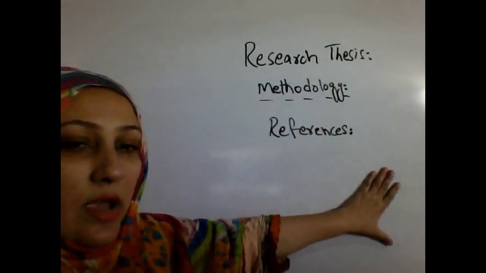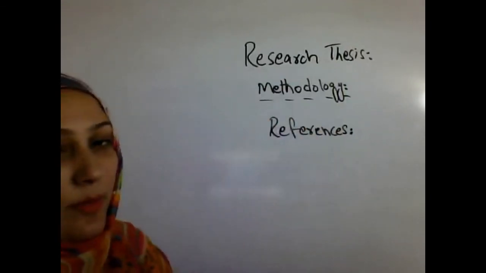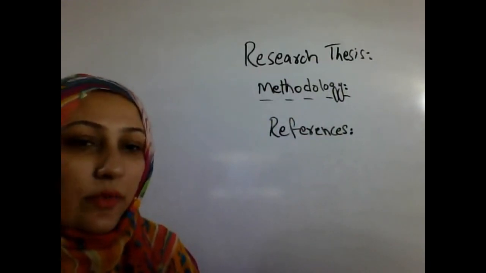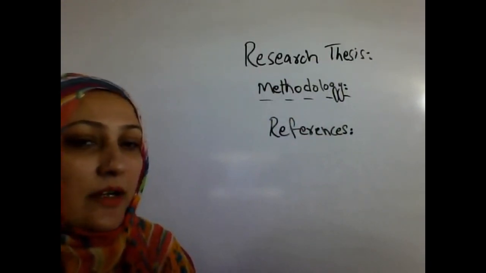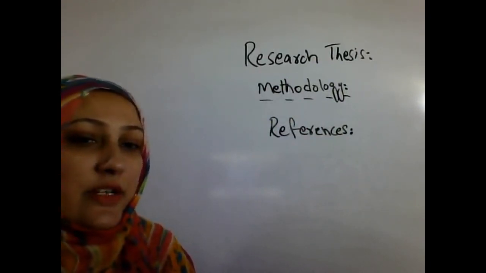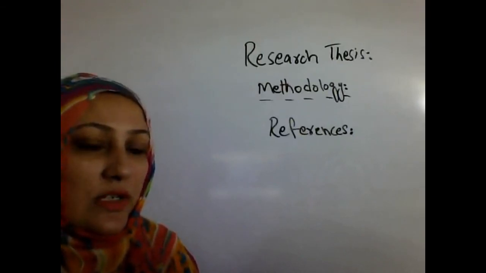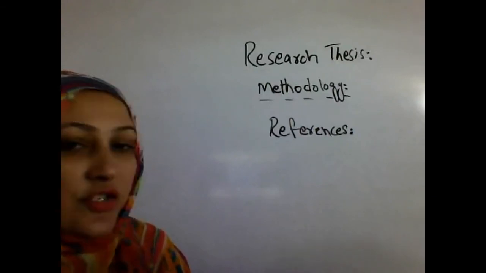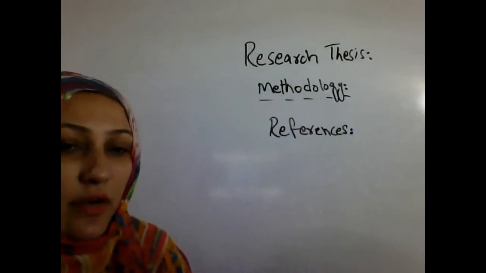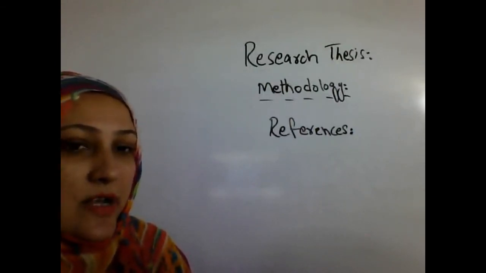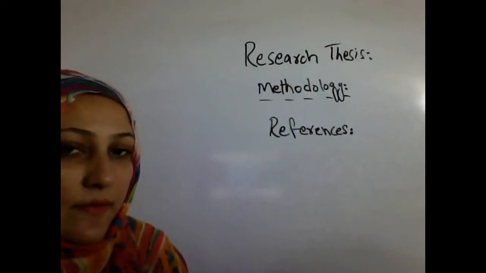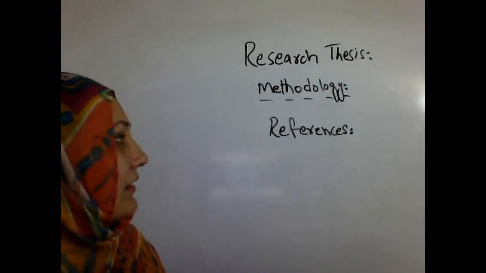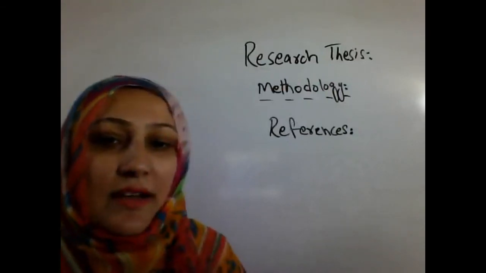Now you should compile your table of contents, your list of figures, your list of tables, your list of abbreviations, and also your acknowledgements to the different institutes and persons who were helpful in conducting your research. You should acknowledge them, or any funding agency which is responsible for the conduct of your research. That's all about the research thesis.